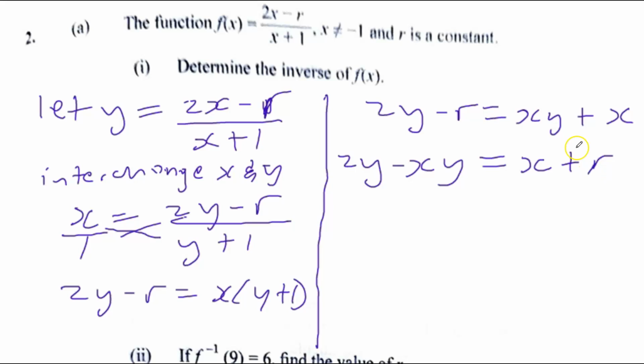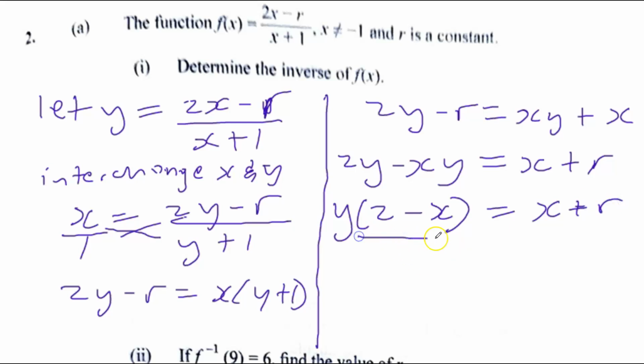So we need to factor out the y to isolate the y. So factor y from the first term, that's 2. And factor y from the second term, we're left with minus x. Equal x plus r. To solve for y, we divide both sides by what's in the bracket. That's 2 minus x.